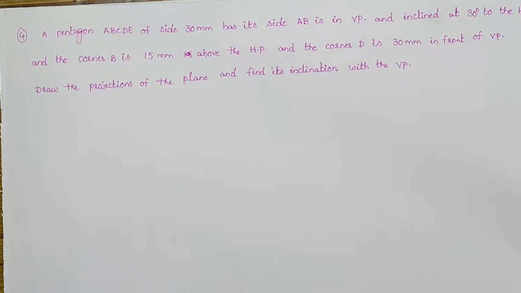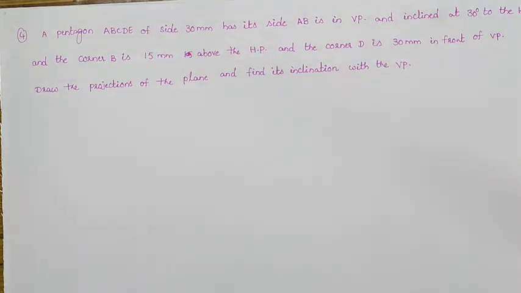The corner D is 30 mm in front of the VP. Draw the projections of the plane and find the inclination with respect to the VP. Here they are clearly giving that the pentagon ABCDE has its side in the VP, and the side inclination is 30 degrees to the HP, and the corner B is 15 mm above the HP, and the corner D is 30 mm in front of the VP.